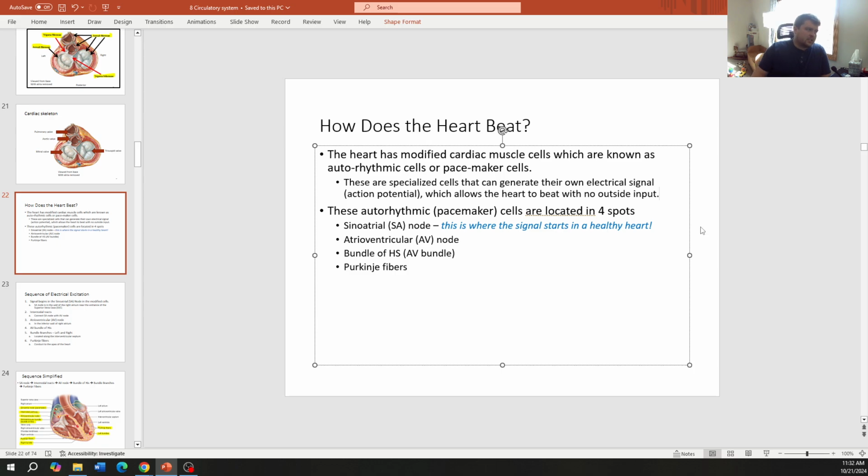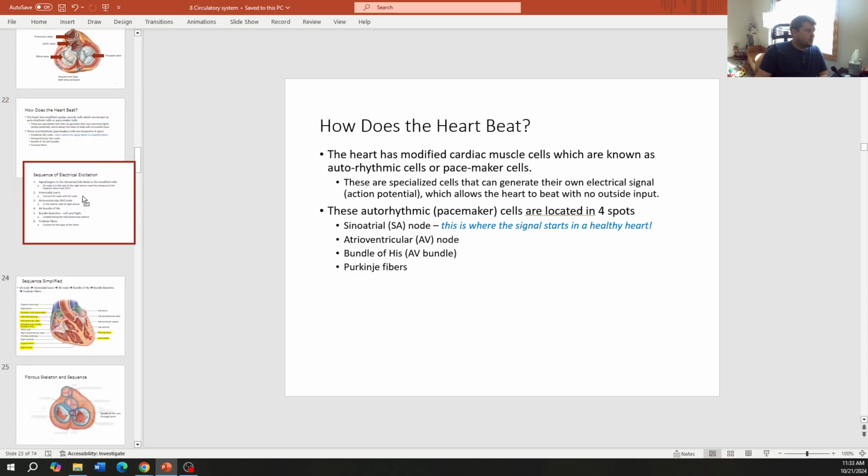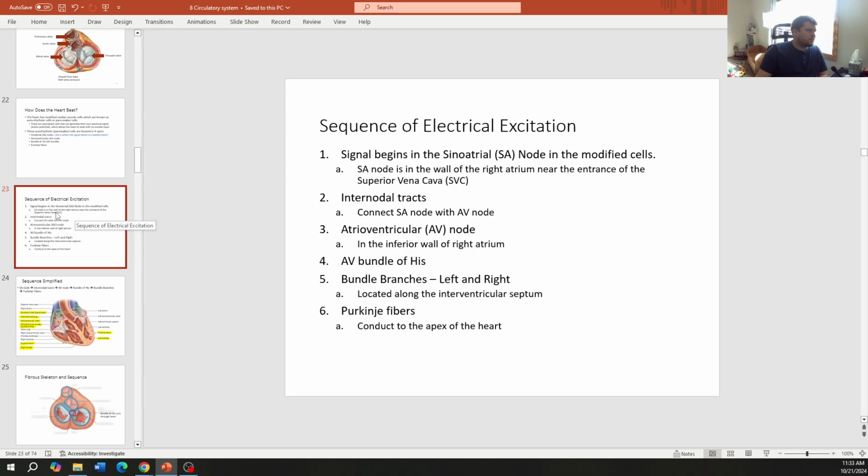So specifically these autorhythmic or pacemaker cells, these modified cardiac muscle cells, are located in 4 very specific spots. The SA node or sinoatrial node, the atrioventricular node, also known as the AV node, a structure called the bundle of His, also known as the AV bundle, and these other structures called Purkinje fibers. The biggest one to know is the SA node, because in a healthy heart, that's where we're going to be looking every single time. When you get more into pathology, then you start looking at the other structures.